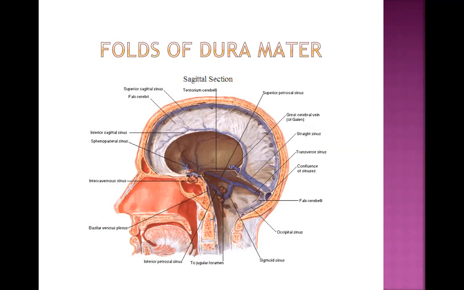Now, a little bit more things. You can see these blue lines here. These blue lines are the veins. These are called dural venous sinuses, and dura mater contributes to the formation of dural venous sinuses as well. These are called cerebral veins. All of these cerebral veins ultimately drain into the sigmoid sinus, and then the sigmoid sinus will continue as internal jugular vein.